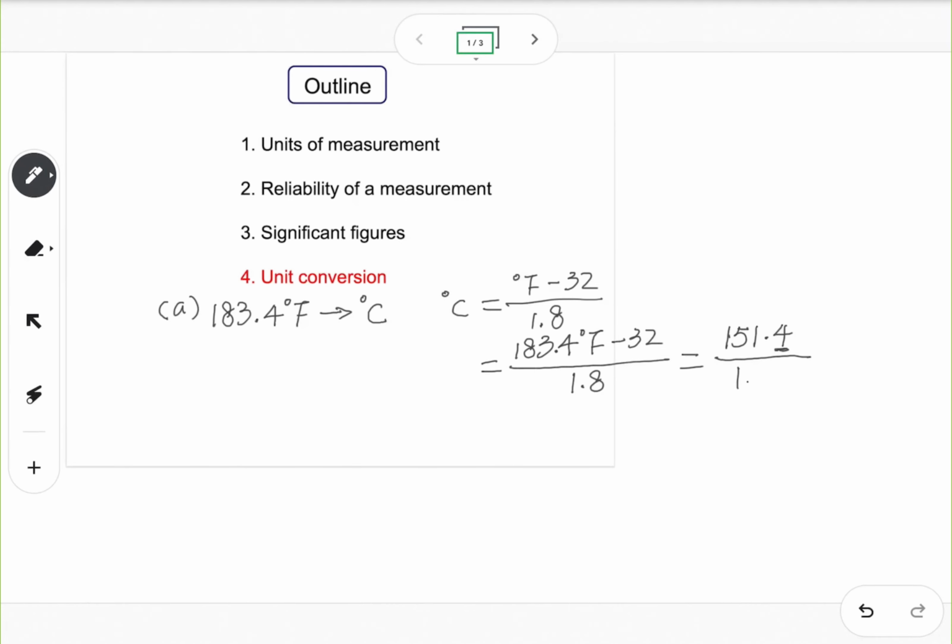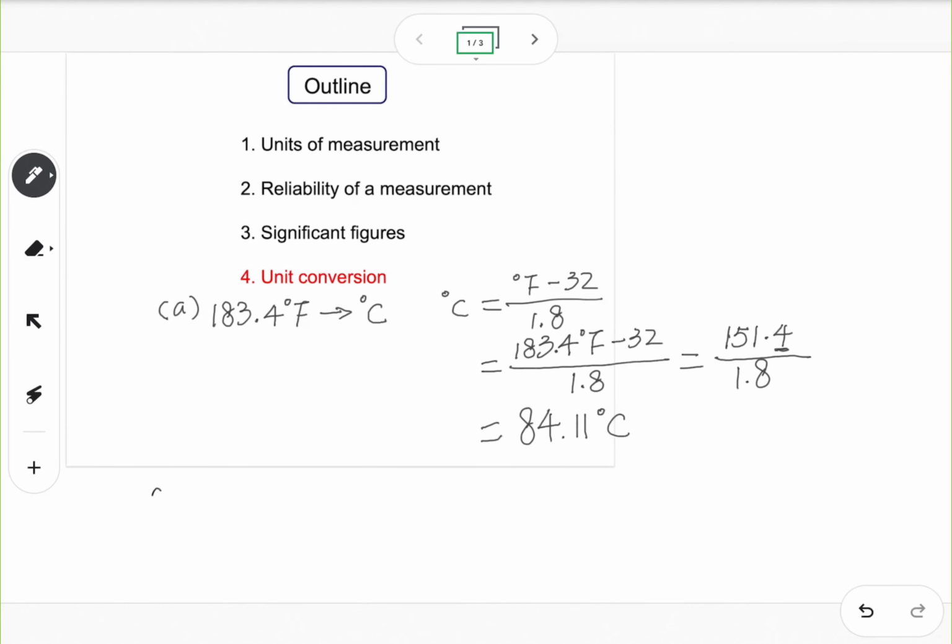You still have 1.8 at the bottom. For this step, again, 1.8 is a constant. So for this division, we should follow the other number, and we ignore the significant figures of this constant. Therefore, this calculation gives us 84.11 degrees Celsius. We keep 4 significant figures, like this number has. So this is example A.